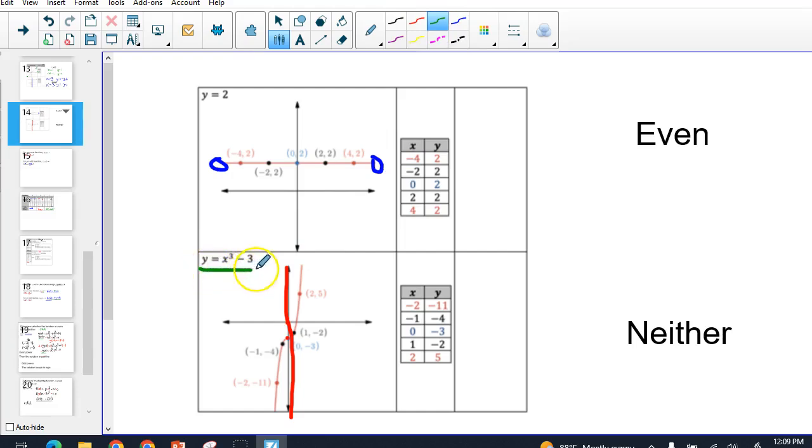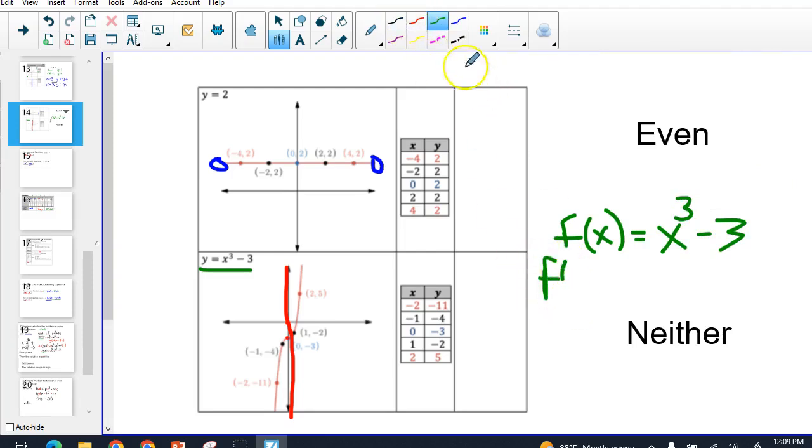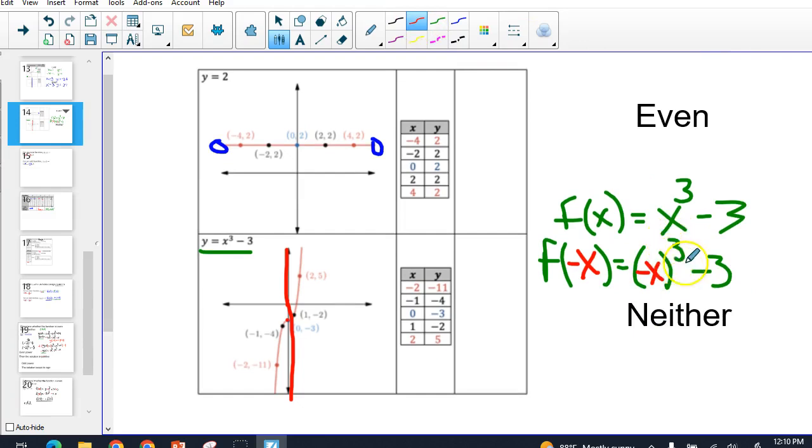We have y is equal to x cubed minus 3, which is the same thing as y is just f of x. We have f of x is equal to x cubed minus 3. If we plug in negative x, we'll have f of negative x is equal to negative x cubed minus 3. Since we have an odd power here, our sign is going to stay the same here, so we get to keep it.